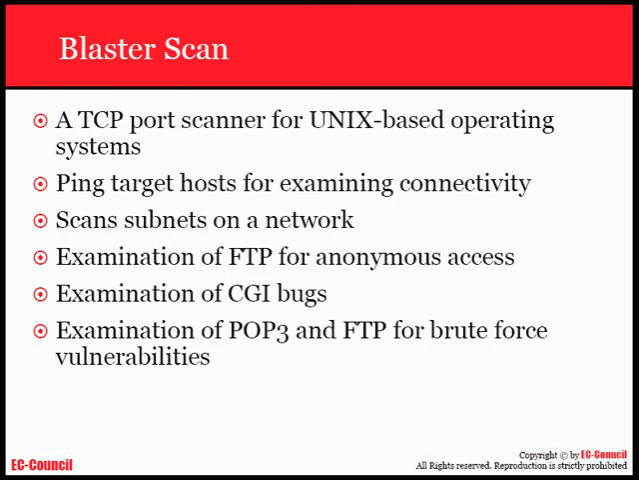Another tool you could use would be Blaster Scan. Now this is a TCP port scanner for Unix-based systems. It will ping the target host looking for somebody that's going to accept a connection. It will scan an entire subnet on a network. It'll take a look and see if they're allowing FTP anonymous access. It'll also look for CGI bugs or even POP3 or FTP vulnerabilities. So this is called Blaster Scan.